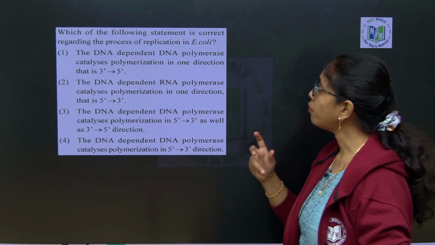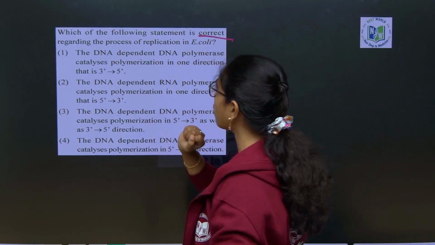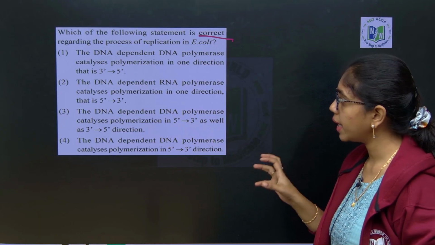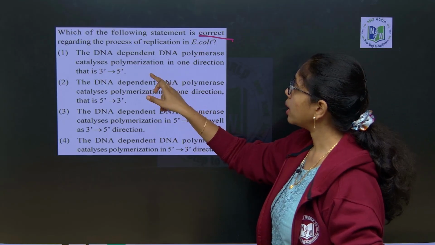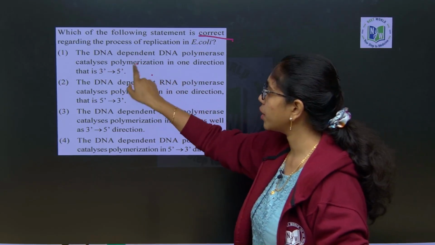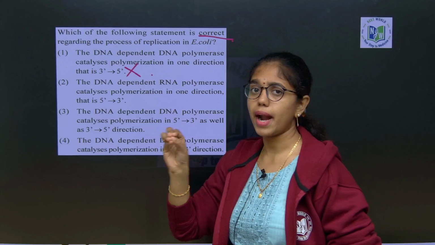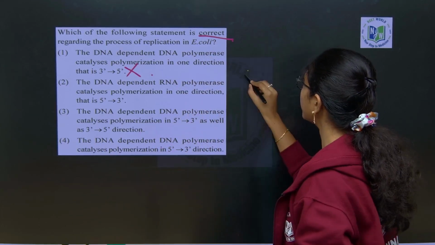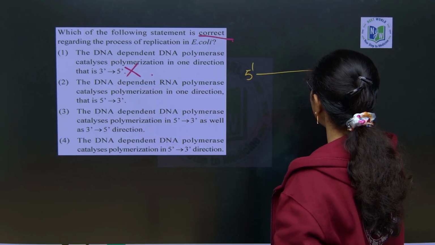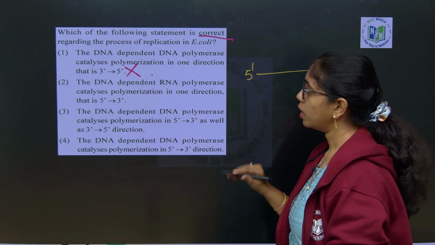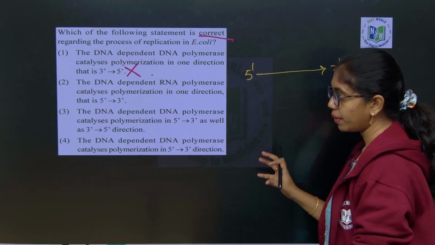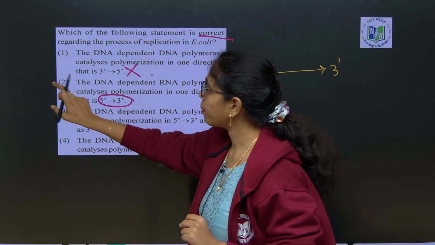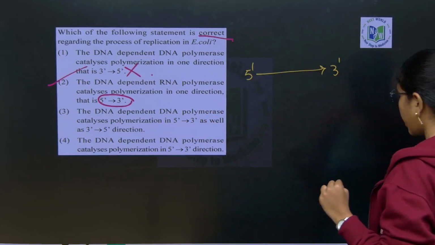And next, which of the following statements is correct regarding the process of replication in E. coli? The DNA dependent DNA polymerase catalyzes polymerization in one direction, that is 3 to 5, wrong. Always a new DNA strand or new RNA strand is synthesized from 5 prime to 3 prime only. So here the DNA dependent RNA polymerase will catalyze the polymerization in one direction, that is from 5 prime to 3 prime. Option 2 is correct.